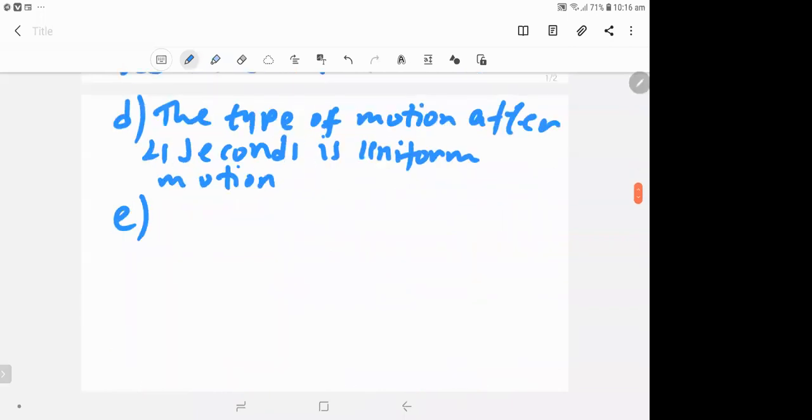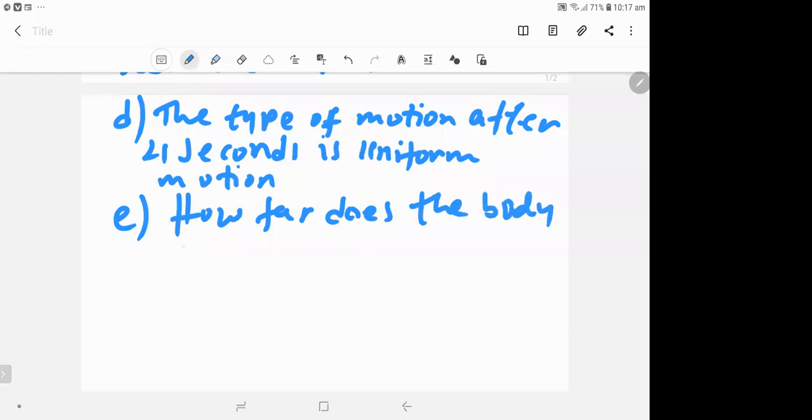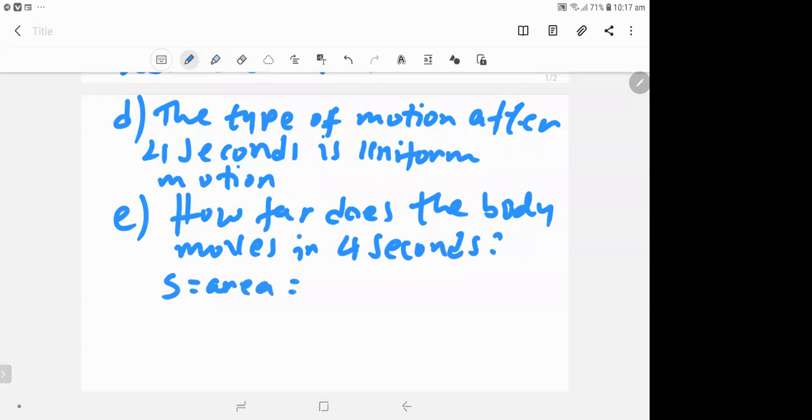Therefore, how far does the body move in 4 seconds? To calculate this, the distance of the given graph is equal to the area. Because the shape is a triangle, you must apply the formula of a triangle that you saw previously. The area of a triangle is equal to what? One half times base times height. The base is time and the height is velocity.